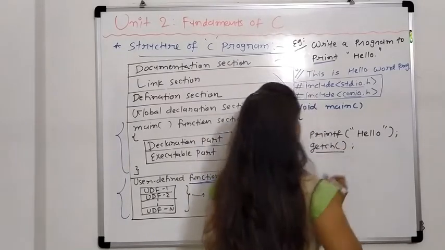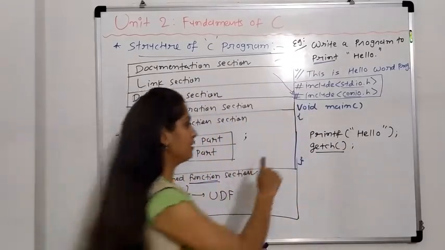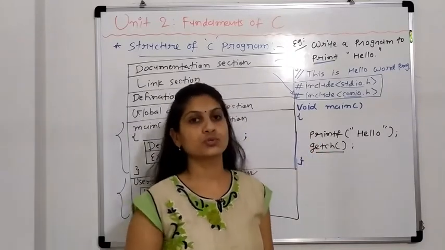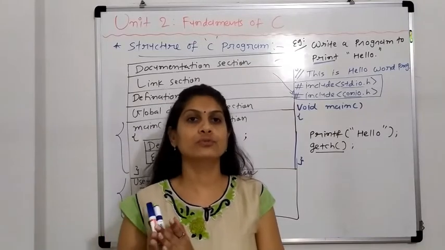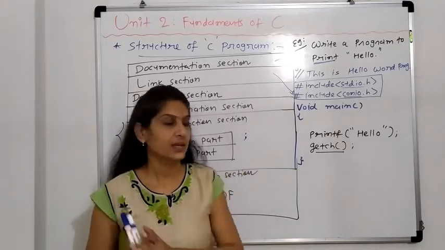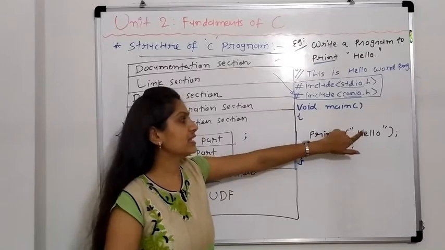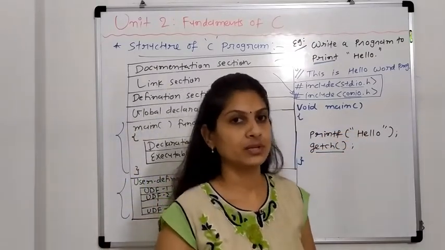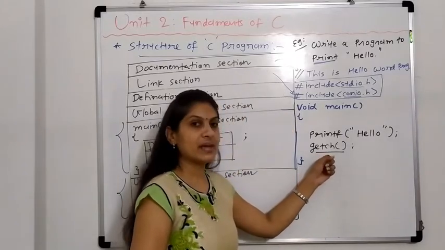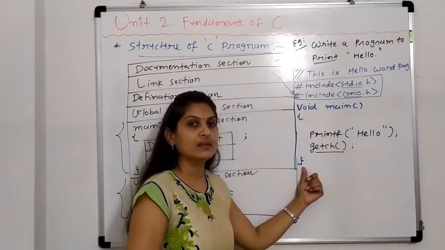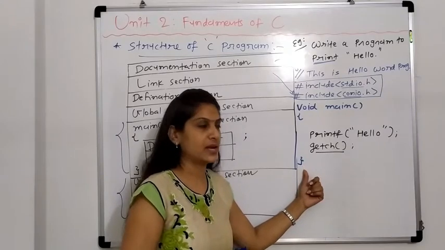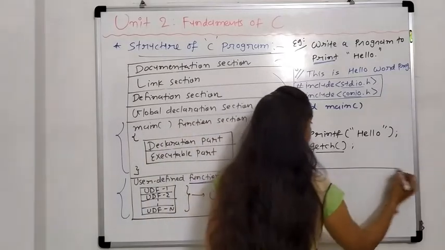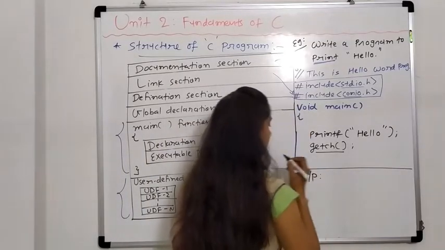Now why do we always write this getch before the end of the program? The getch function is used to hold our output on the output screen. If you do not write this, then the value will be printed but not displayed on our output. Clear? So the program always ends with getch and then the curly bracket. Clear? So whenever we are executing this program, what is the output?